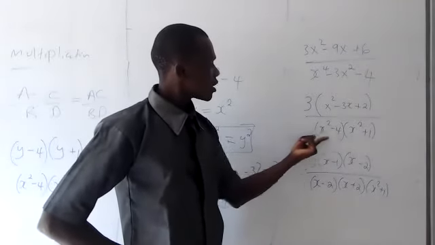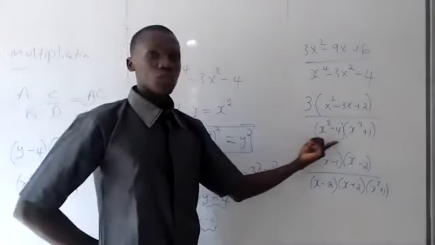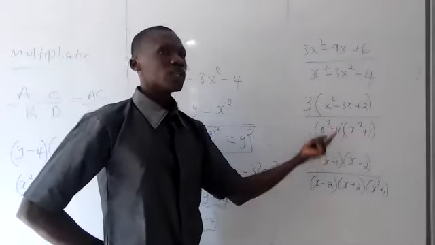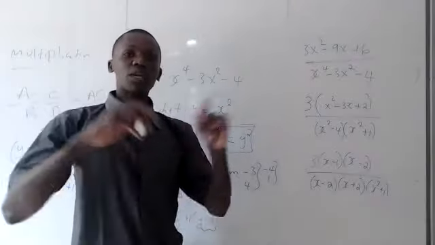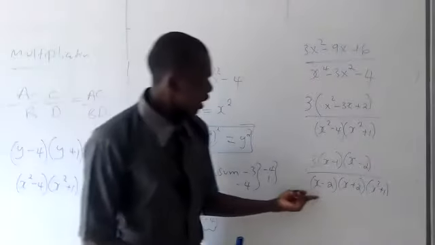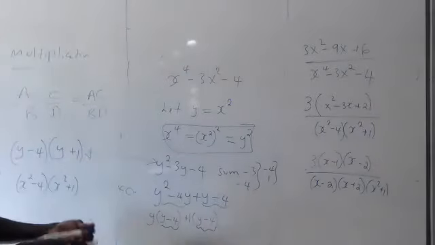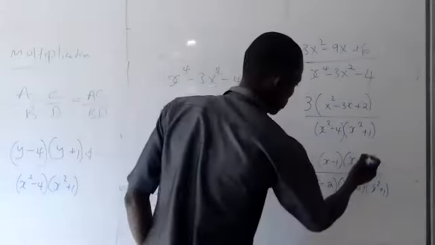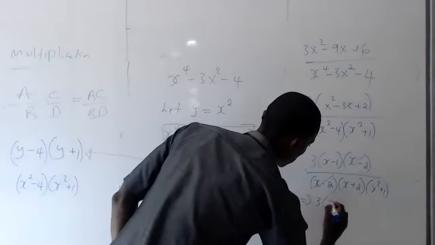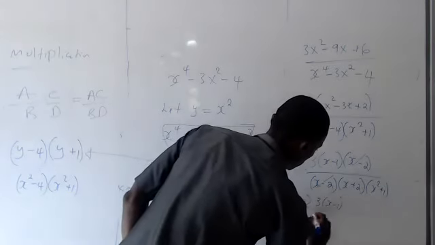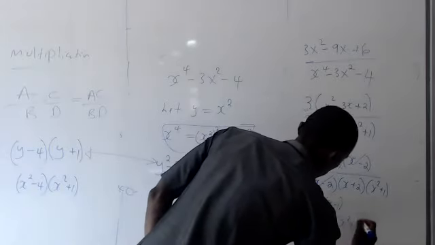And then x squared minus 4 is a difference of squares. You could write x squared minus 4 as x squared minus 2 squared, which factors as x minus 2 into x plus 2. This is what I have here, x minus 2, x plus 2, and then x squared plus 1. Then if there are any common terms, which we have x minus 2 and x minus 2, finally you have 3 into x minus 1 divided by x plus 2 into x squared plus 1.